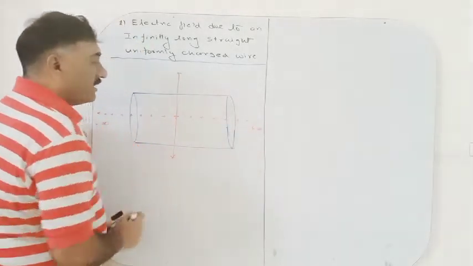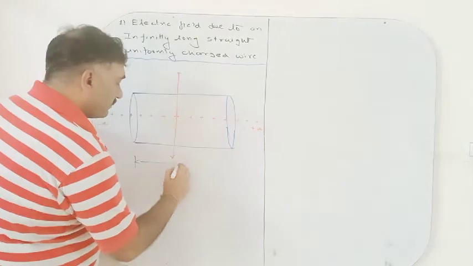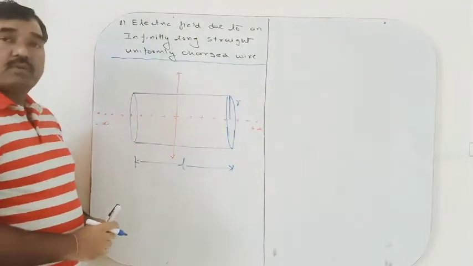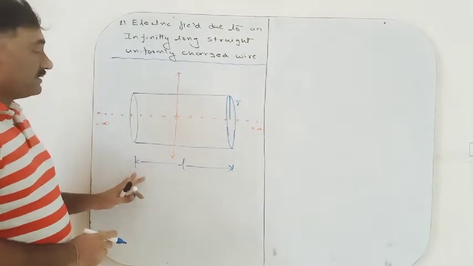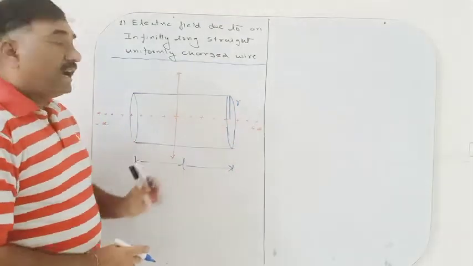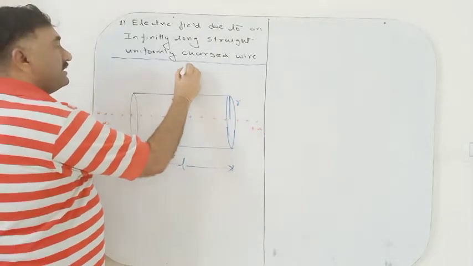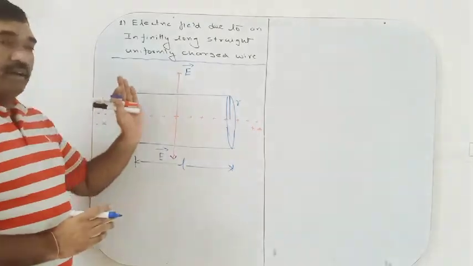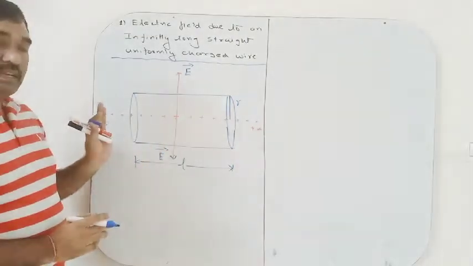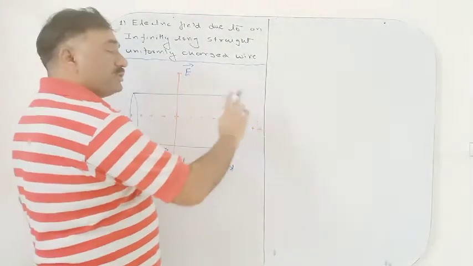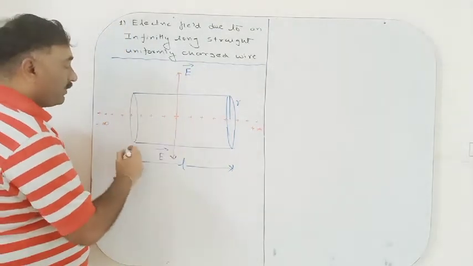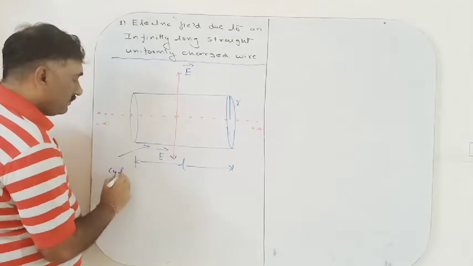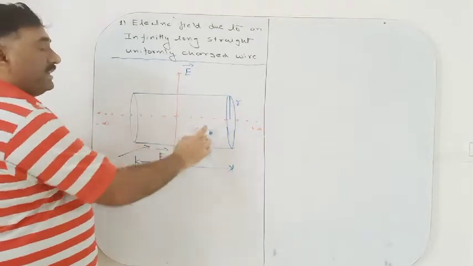We are taking a cylindrical Gaussian surface of length L, of radius R. Okay, what is the length of this Gaussian surface? Length is L and radius is R, and the direction of the electric field is radially outward, and there is no electric field along the right side as well as along the left side, because this is a linear distribution of charge. So it is a cylindrical Gaussian surface of radius R and length L.